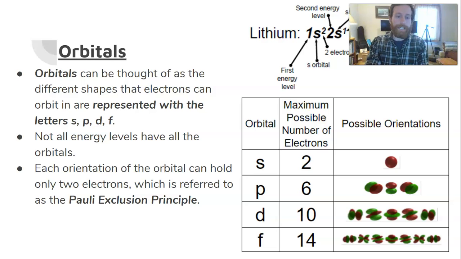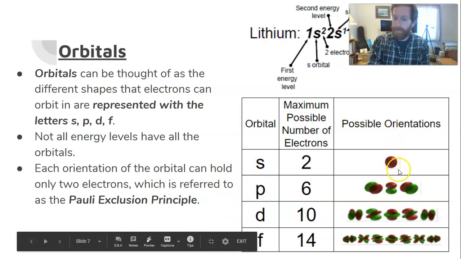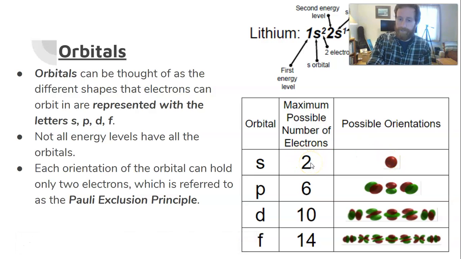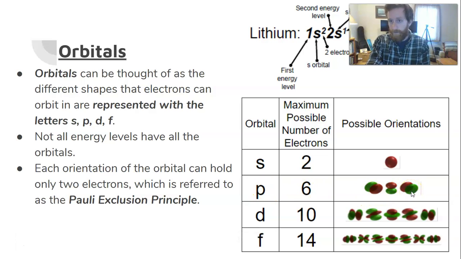And then each orientation of an orbital can only hold 2 electrons, one that spins clockwise and one that spins counterclockwise. That is referred to as the Pauli exclusion principle. And you'll see that the s orbital has only one possible orientation, and therefore it can only hold at most 2 electrons. The p orbital, on the other hand, has 3 orientations, one in the x direction, one in the y direction, and one in the z direction.